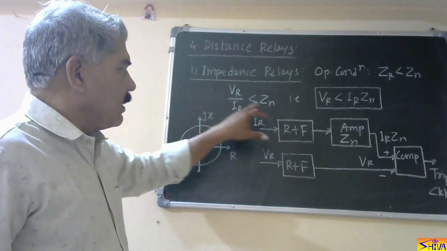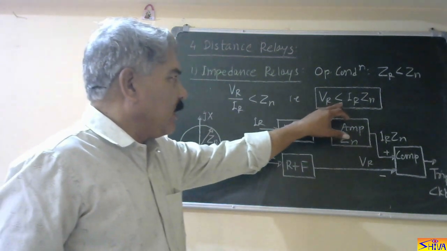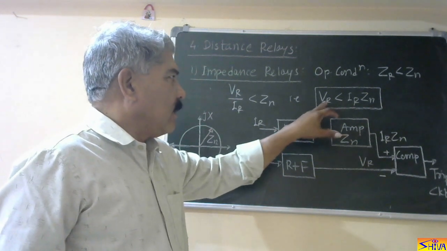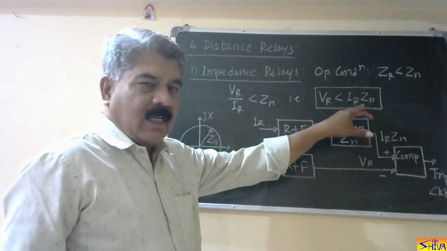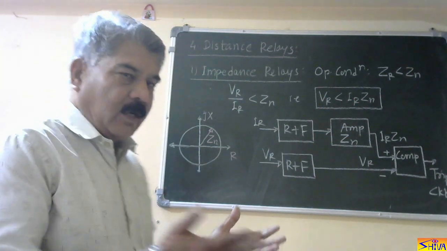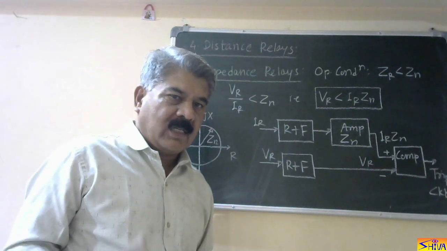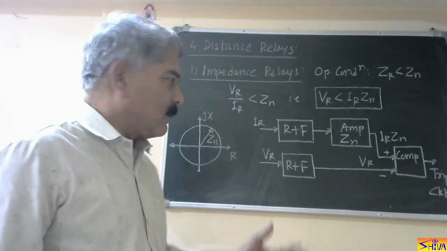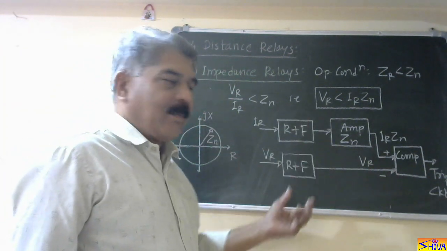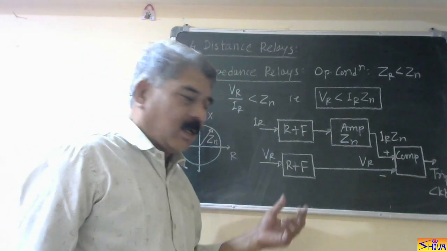Now this equation can be written as VR should be less than IR Zn. VR is a voltage signal. IR into Zn is also a voltage signal. So we have to basically compare the amplitude of two voltage signals. So we just require a simple amplitude comparator.